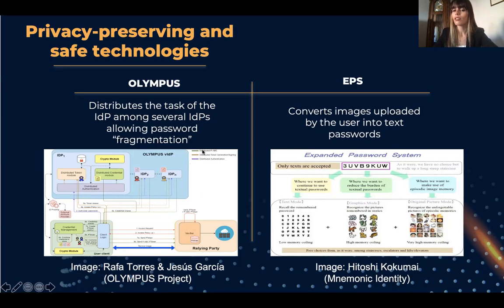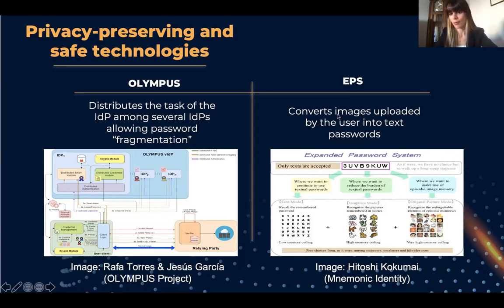Nevertheless, Olympus does not introduce any other innovation with regard to the side of the user, what we call the external side, besides a multi-factor authentication method. So, for example, the expanded password system would be a technology on this external side, or the side of the user, that refers to those technologies that aim to protect the user so he or she is not tricked and would not reveal personal data such as passwords or personal identification data.